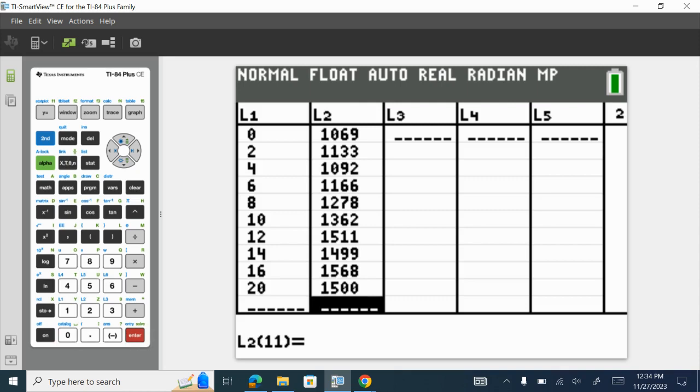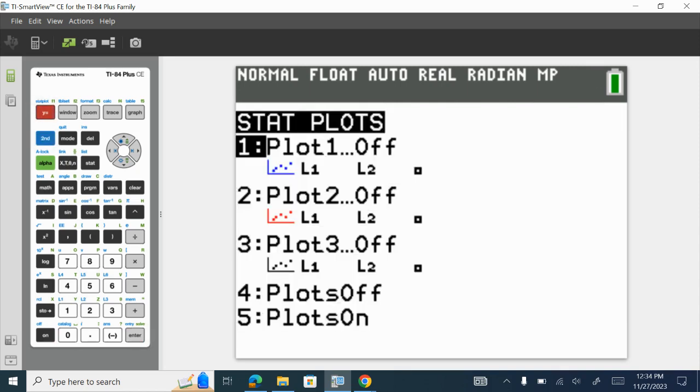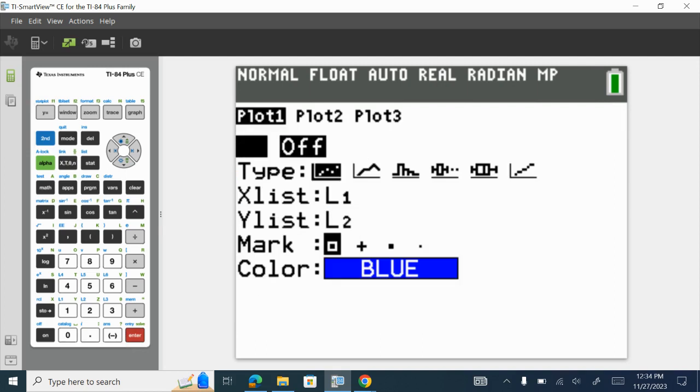There we go. Okay, so scatter plots. Let's remember how to do this because, again, it's happened, but it's been a while. Okay, so instead of y equals, you're going to do second y equals. Second y equals. I want to turn my stat plot on. So push enter and turn it on.